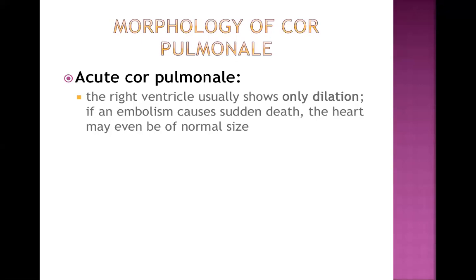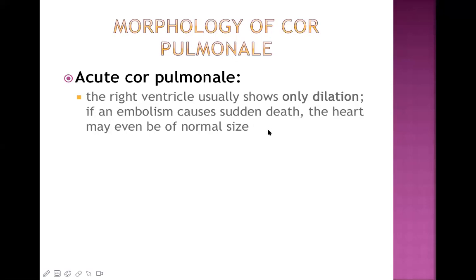Just think about the situation here. No blood is going towards the lung because of complete obstruction by the saddle thrombus. The person will die because of hypoxemia. Now this condition is known as acute cor pulmonale. So what is the morphology? The right ventricle usually shows only dilation. There is no time for hypertrophy. If an embolism causes sudden death, the heart may even be of normal size.